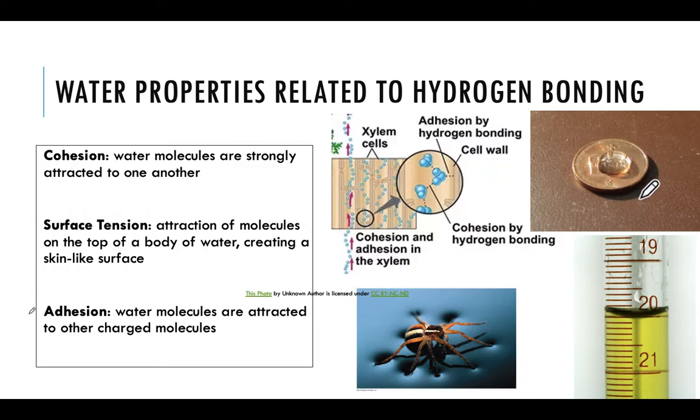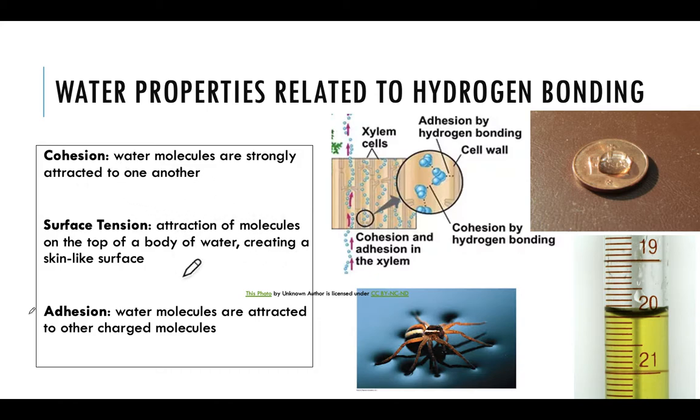Cohesion allows us to pile water on top of itself. It will stick to itself and create this bump on this penny. And I've had kids get up to 30 or 40 drops of water on one penny before they break the surface tension. And the surface tension is created by this cohesion.